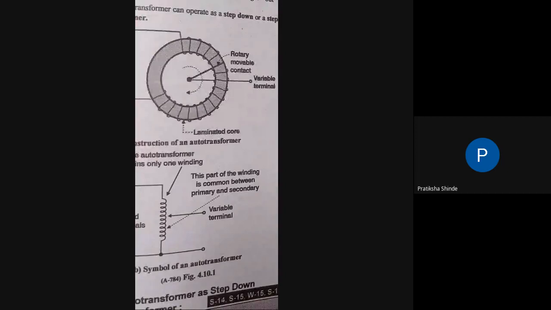Whenever the variable terminal is at the maximum position, that means the upper position, then the output will be maximum. Whenever the variable terminal is at the minimum position, output is minimum. So output and input depend upon that variable terminal. You can vary that voltage from 0 to 230 or depending upon the requirement. That means input is constant 230, output is 0 to 230. So an auto transformer can be operated as a step up transformer or step down transformer.